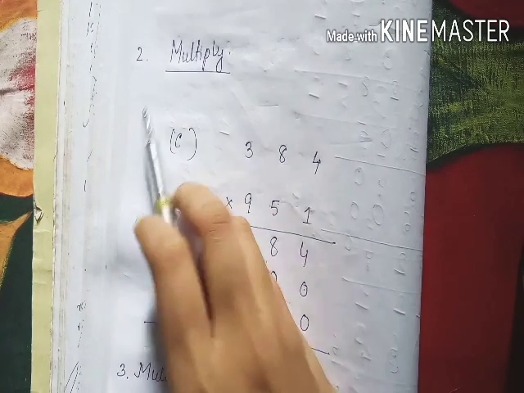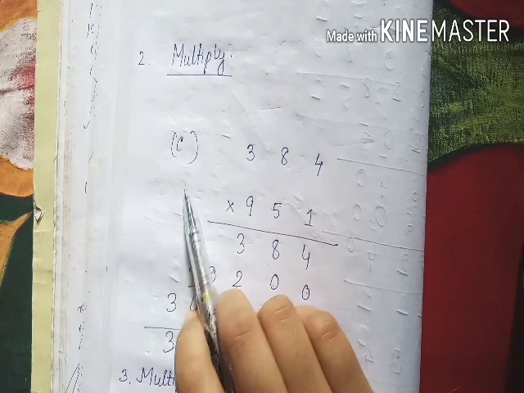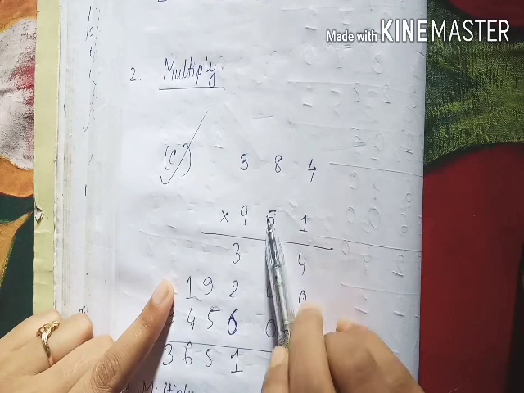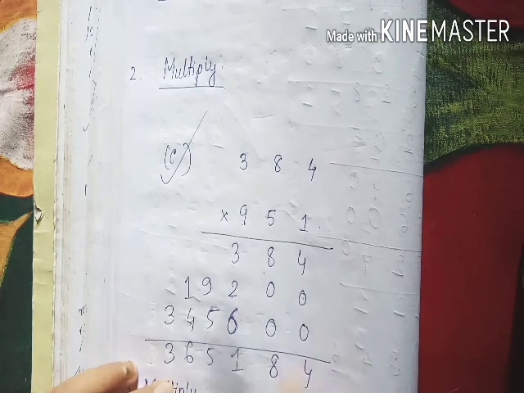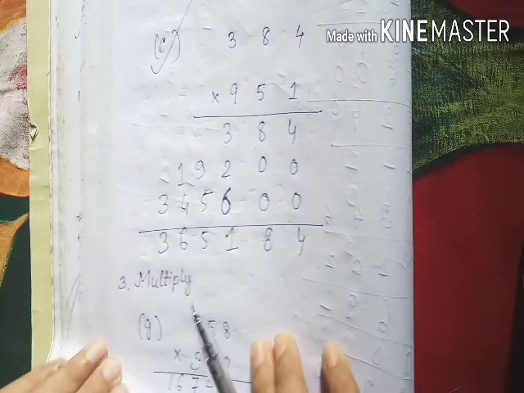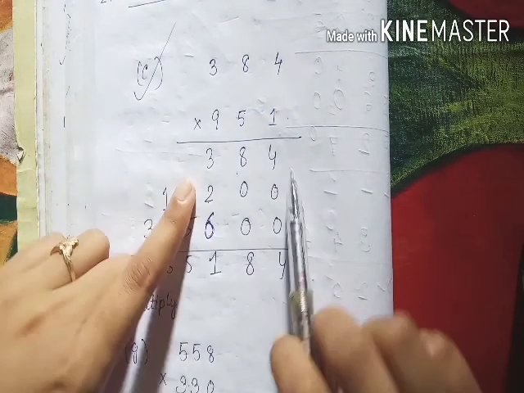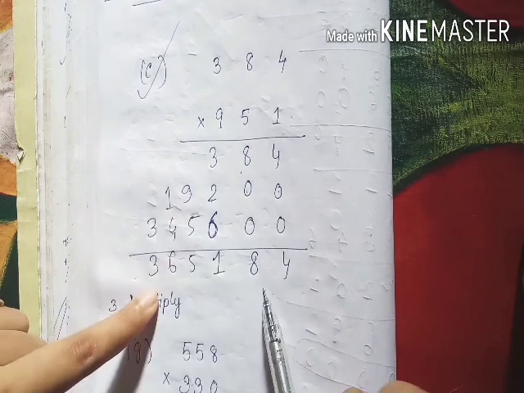Then question number 2, multiply. So here, the number I'm solving for is 384 into 951. What you have to do is follow each and every number and each and every step accordingly, and at last you have to do the sum.